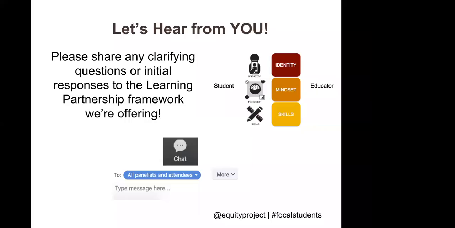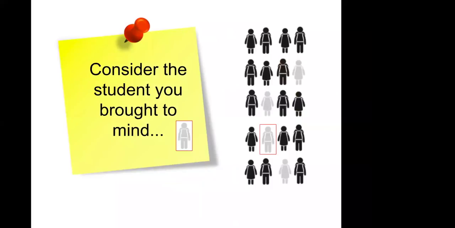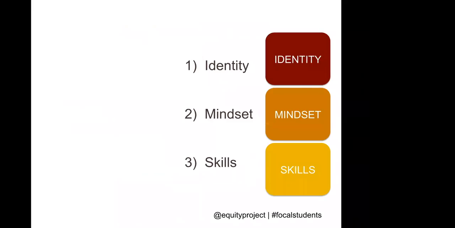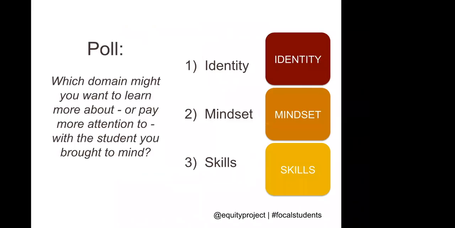So lots more to say about that, but we're going to keep this moving and actually ask you, given what you've heard so far about the domains of identity, mindset, and skills, reconnect to the student that you brought to mind earlier, that student you want to be more successful with, and actually just think about which of these domains might you want to learn more about in terms of this student you brought to mind, or might you want to pay more attention to. Again, maybe it's not a current student, so this could be a question about what do you wish you might have explored a little bit more.